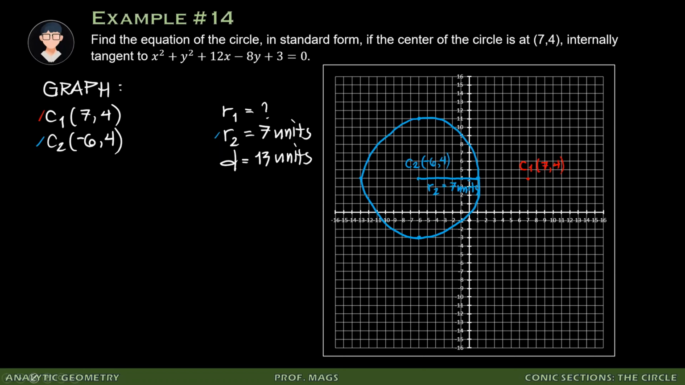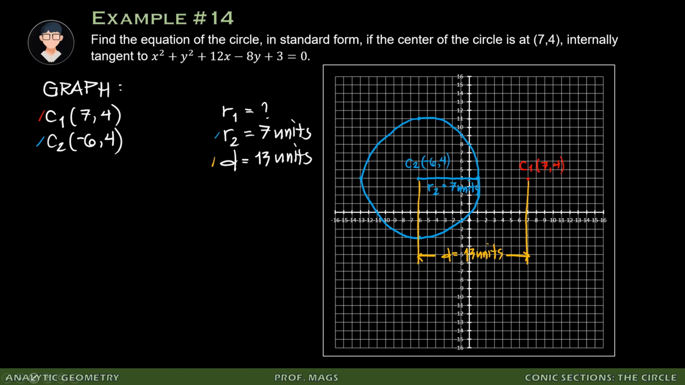Now, the next step that you're going to do is to label. Kailangan natin i-draw yung distance between the two centers. Create ka lang dito ng vertical line, tsaka dito. That is 13 units. So, 13 units yan. Okay?